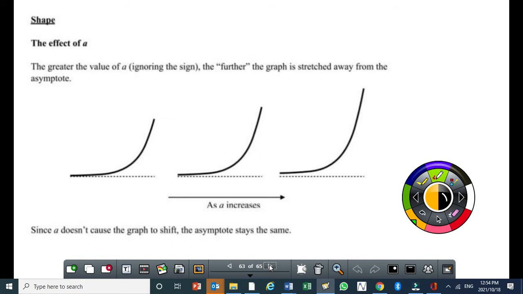Okay, a does not cause the graph to shift at all. It just tells you the relation between the graph itself and the asymptote. Okay, the shift is not affected by the value of a. It's more like a stretch factor.